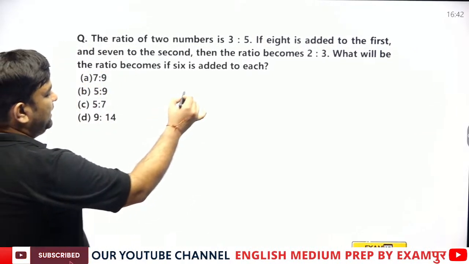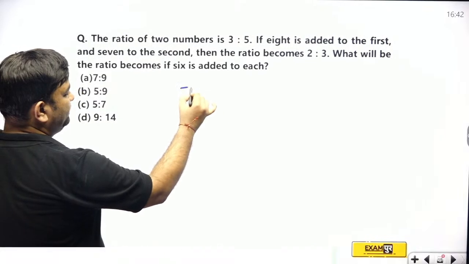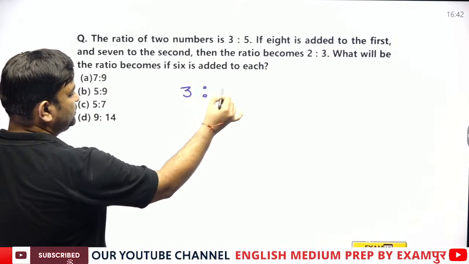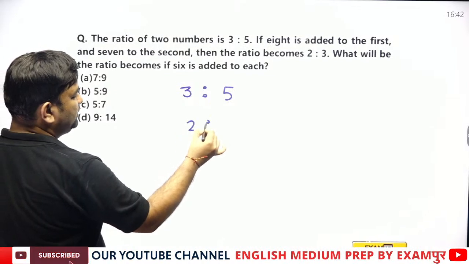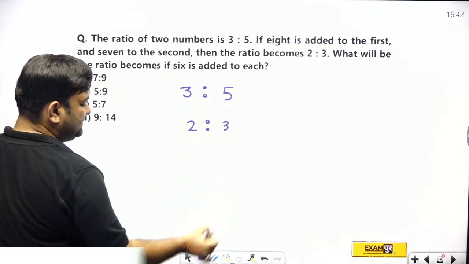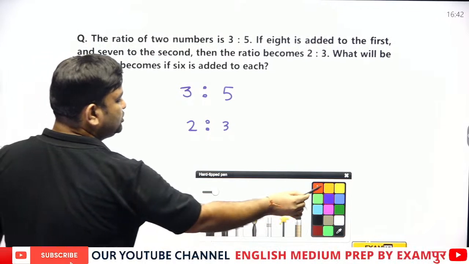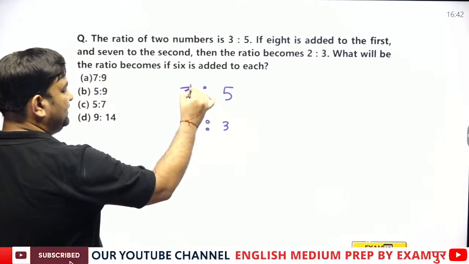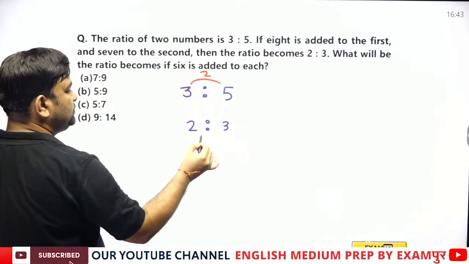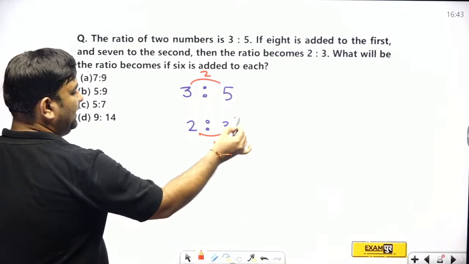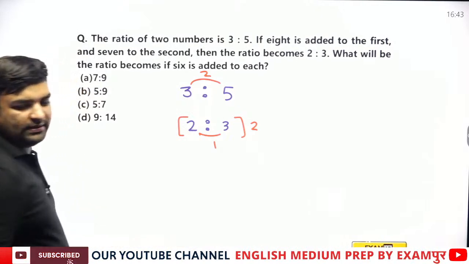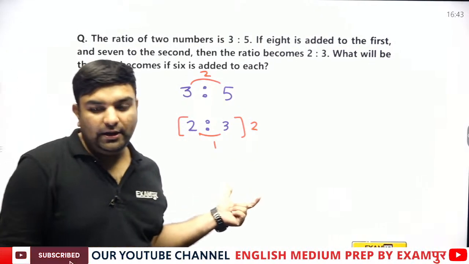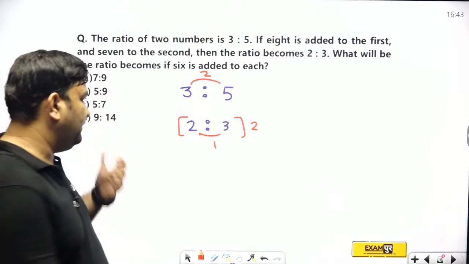Two numbers are in the ratio 3:5. If 8 is added to each, it will become 2:3. Here the difference was 2, here the difference is 1. Multiply the second ratio by 2 to make the difference the same.